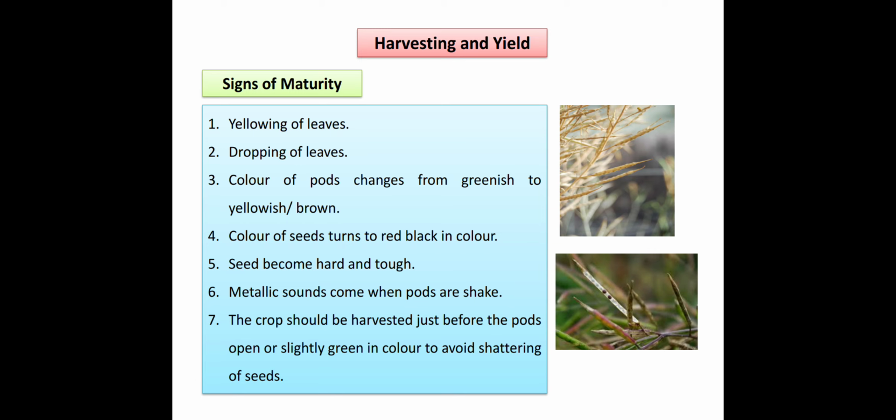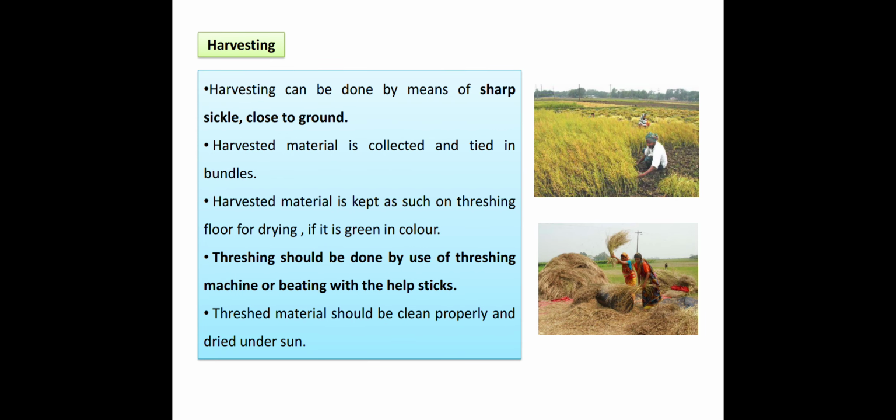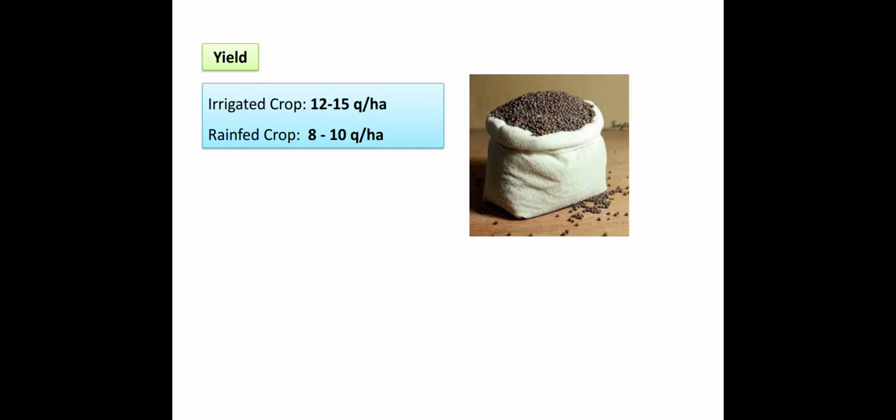Then in case of harvesting, the crop should be harvested just before the pods open and while slightly green in color so as to avoid shattering losses of the crop. Harvesting can be done by means of a sharp sickle cutting close to the ground. Harvested material is collected and tied in bundles. Harvested material is kept as such on the threshing floor for drying if it is green in color. Threshing should be done by using a threshing machine or by beating with the help of sticks. Then the threshed material should be cleaned properly and dried under shade, and then filled in gunny bags and stored properly.